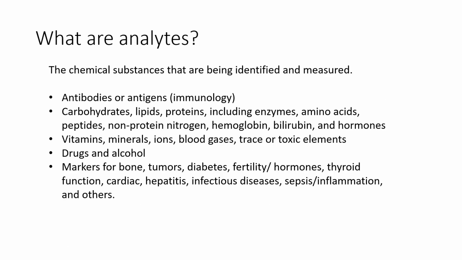So the clinical chemist is going to look for analytes in the blood to determine whether there's a disease state going on. So what are analytes? Analytes are the chemical substances that are being identified and measured. Analytes could include antibodies or antigens. That's predominantly going to be in immunology. Carbohydrates, lipids, proteins, including enzymes, amino acids, peptides, non-protein nitrogen, hemoglobin, bilirubin, and hormones.